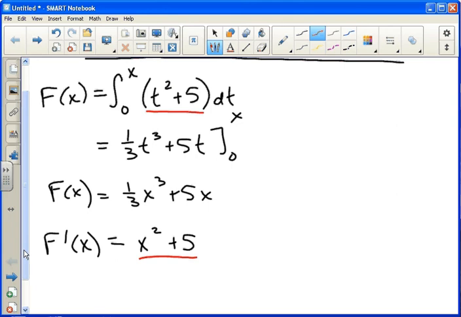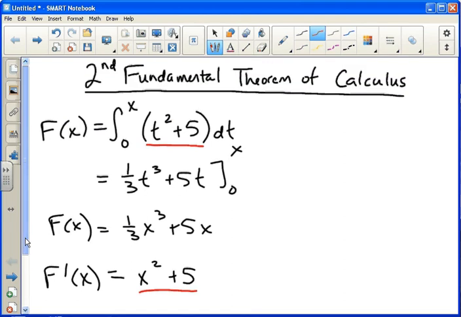Again, the whole goal here is to relate derivatives and integrals to each other. And frankly, I feel like it's more obvious, at least to most people, how that works in the second fundamental theorem of calculus than in the first. So let me write that out for you. The second fundamental theorem of calculus also has the stipulation that we have to be continuous on the interval.